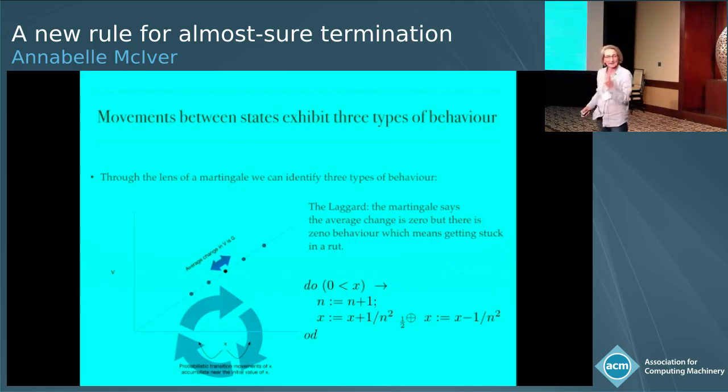So again, the key thing here is that we've got these accumulation points in the martingale.